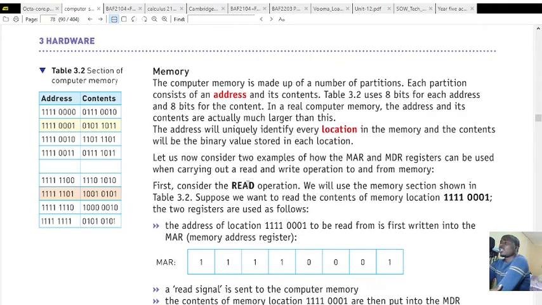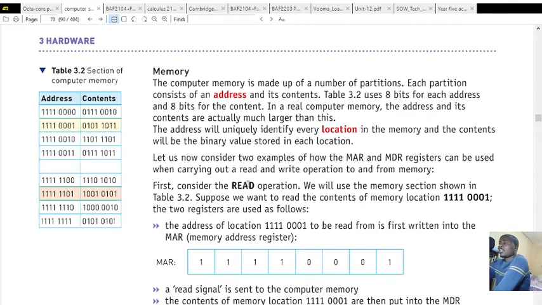The two registers are used as follows. The first register we are talking about is the memory address register. The memory address register normally stores the address of the memory location that is currently being worked upon.